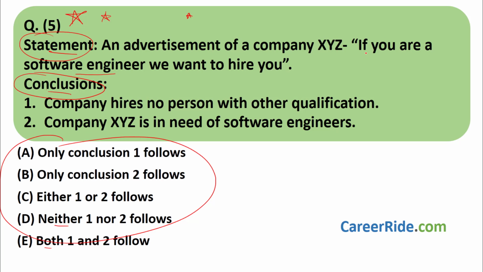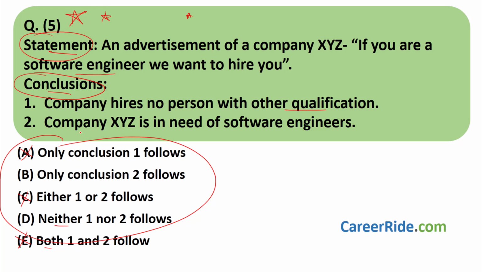Now the statement is that if you are a software engineer, we want to hire you. That means the company wants software engineers, but it does not mean that they don't want any other engineer. This is an advertisement for software engineers, but it does not mean that the company is not hiring other qualifications. It might be separately hiring other qualifications also. So conclusion 1 does not follow. Over here, option A is not an answer, option E is not an answer, and option C is not an answer either, that either 1 or 2 follows, okay.